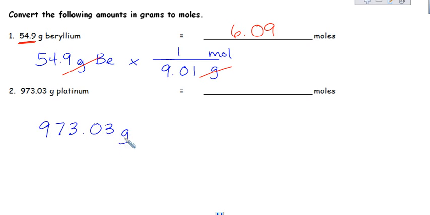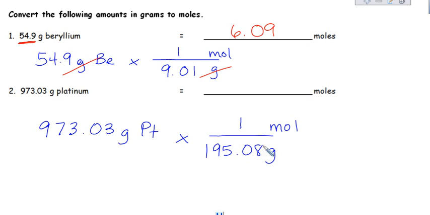973.03 grams of platinum. Then I set up my proportion. If I know my original number is in grams, I want to cancel grams, goes on the bottom. The unit I want, moles, goes on the top. Whenever I see mole, it's always a 1. Whenever I see grams, it's always off the periodic table. 195.08. My units should cancel so that the only unit left is the one that you want.